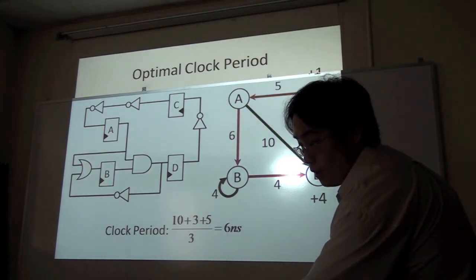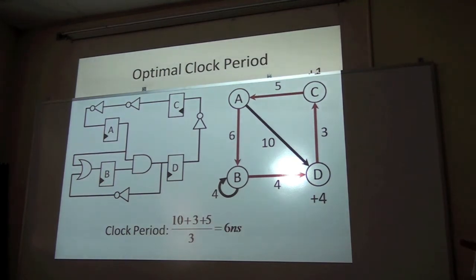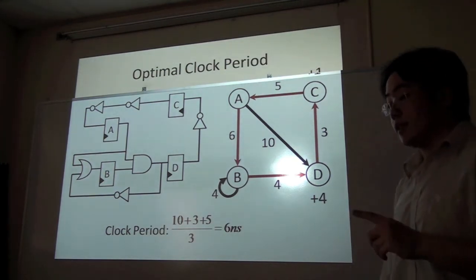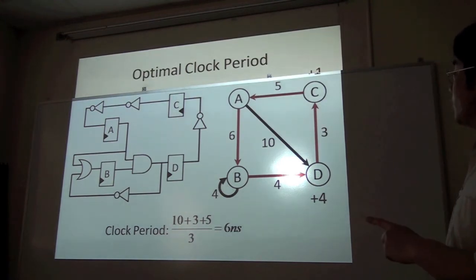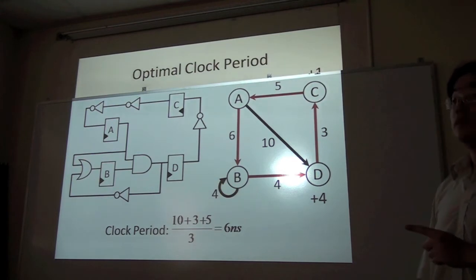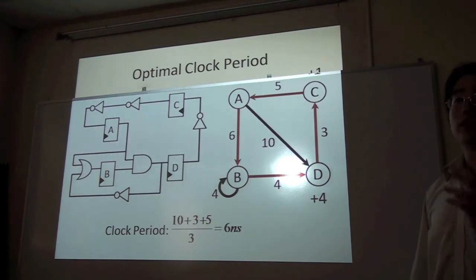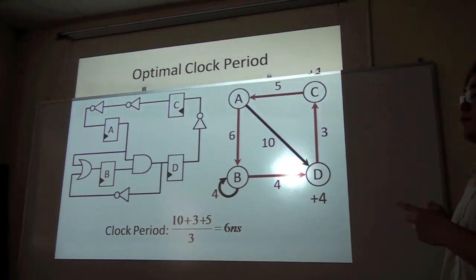But let's look at another cycle. So this cycle spans all 4 vertices, and if we try to calculate the cycle mean, its value is 6 plus 4 plus 3 plus 5, which is 18. And this spans 4 stages, 4 combinational stages. And this would give us a clock period of 4.5 nanoseconds if we choose so.